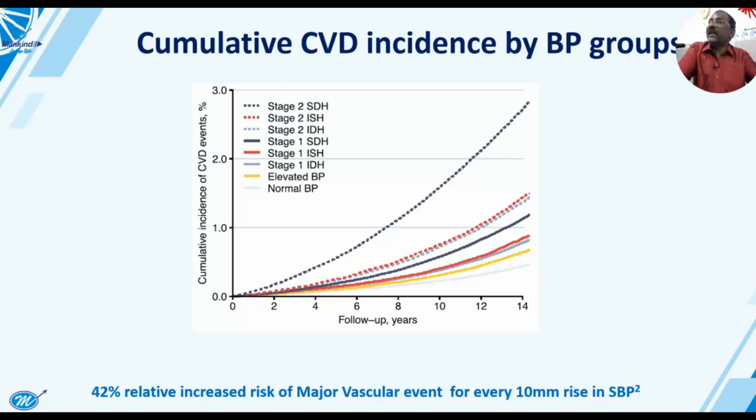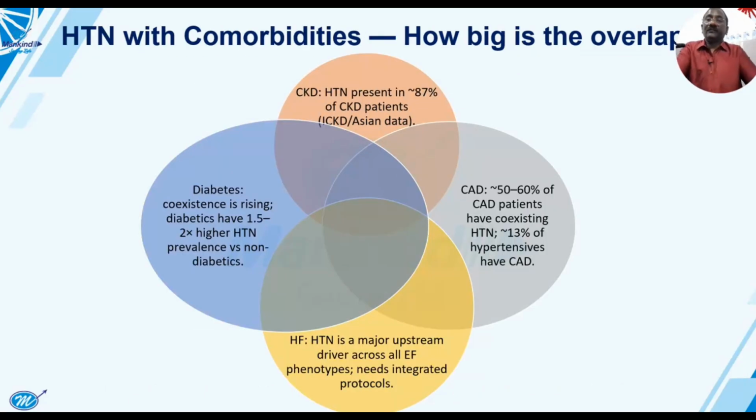So always aim for your target of 130 by 80. When the systolic is more than 10, when the diastolic is more than 5 of your target, there is about a 42% vascular risk.